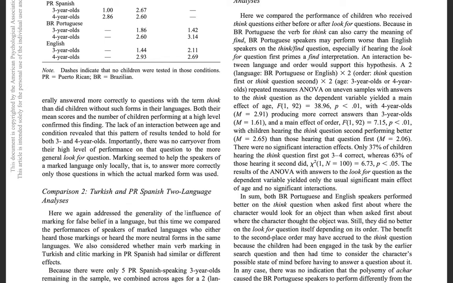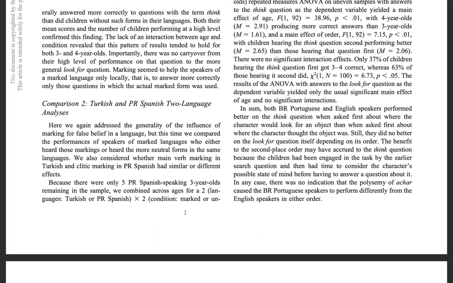To go big here, these results suggest that the intelligence, cultural intelligence, is held in the language, not consistently or permanently held in the mind. Comparison to Turkish and Puerto Rican Spanish, two language analyses.